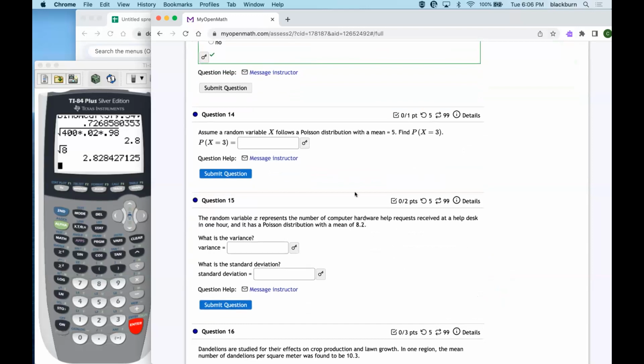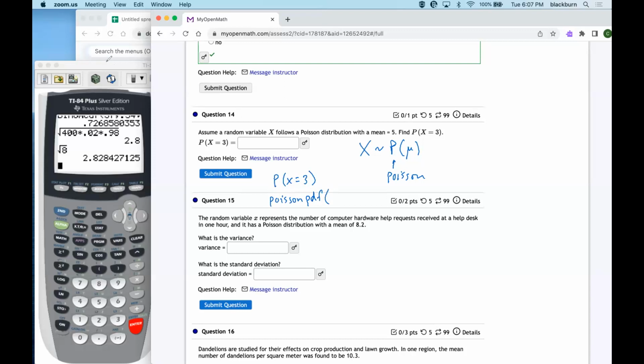Assume a random variable x follows a Poisson distribution with a mean of 5. They use the big P to indicate Poisson. Be very careful because it stands for probability in some cases, but when you see x and the squiggly here, x is a Poisson distribution with mean mu. That's what it's saying. So for the probability of x equaling 3, we're going to use Poisson PDF.